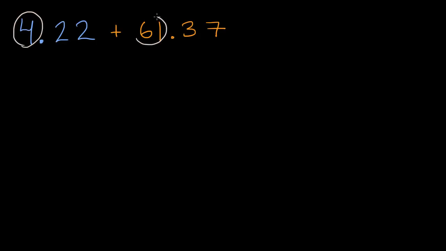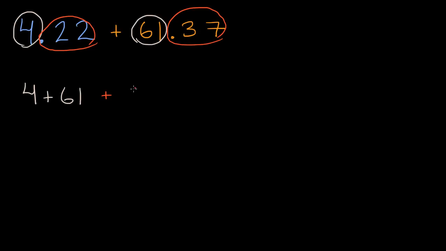How about I add the 4 plus the 61? So it's going to be 4 plus 61. And then separately, let me add the 22 hundredths to the 37 hundredths. So then I'm going to add 22 hundredths plus 37 hundredths. And so 4 plus 61 is going to be equal to 65.